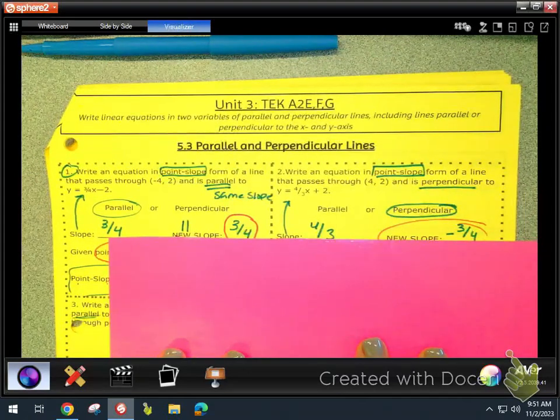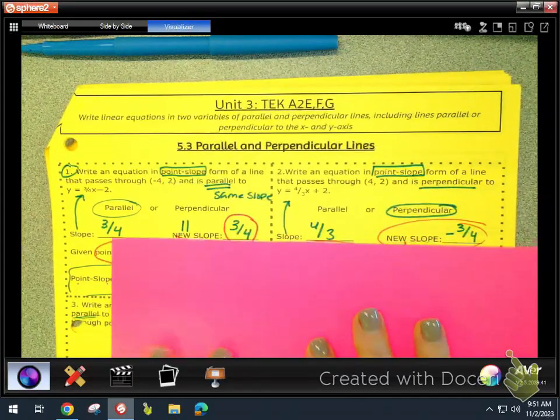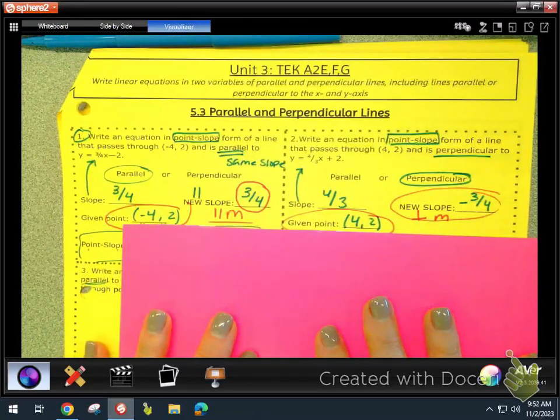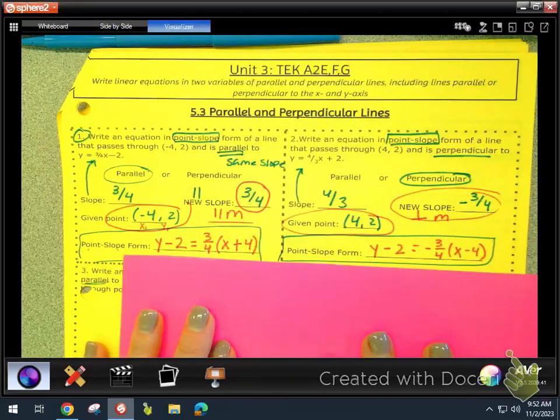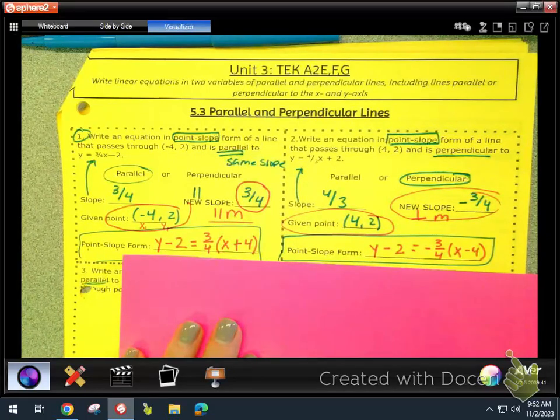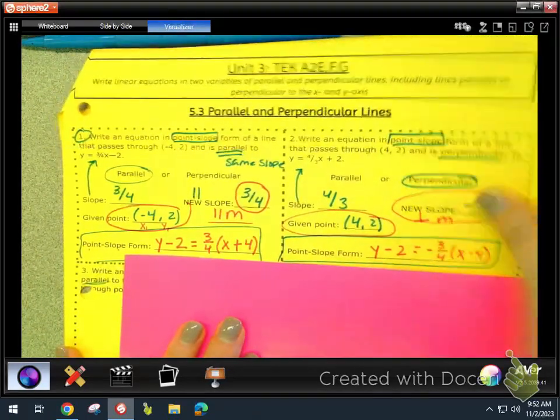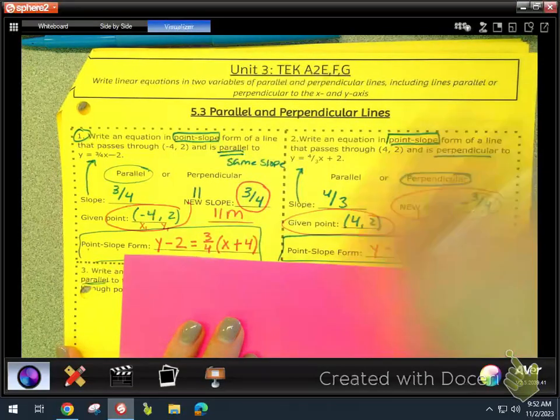All right, what point are we trying to go through? 4, 2. So what is our point slope form? y minus 2 equals negative 3/4 (x minus 4). Beautiful. Good? Yep. All right, the graph one. I hadn't seen a question like these graph ones until last year's STAR test, so this is new stuff.